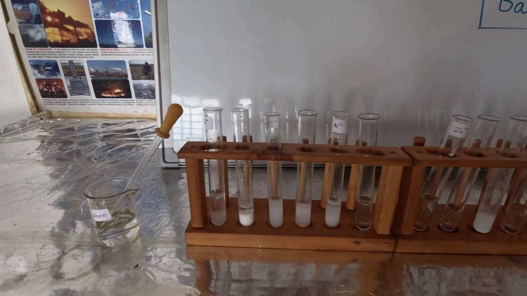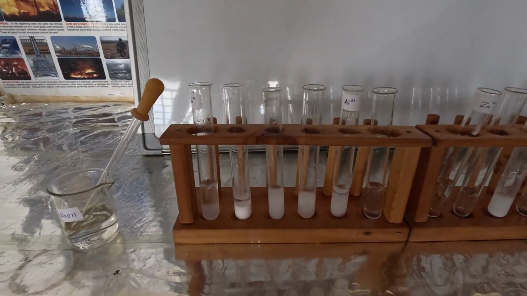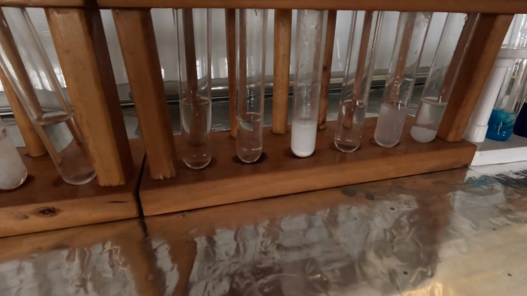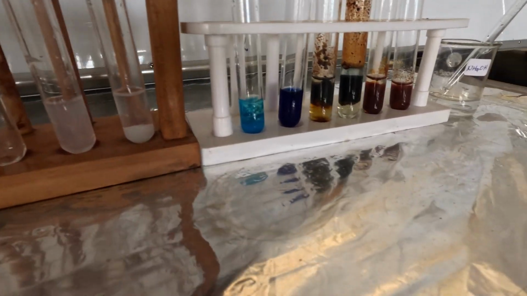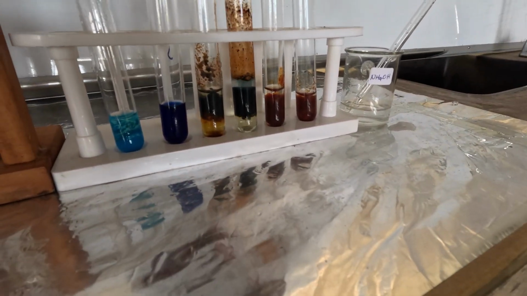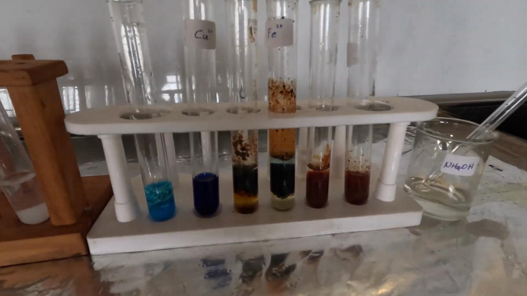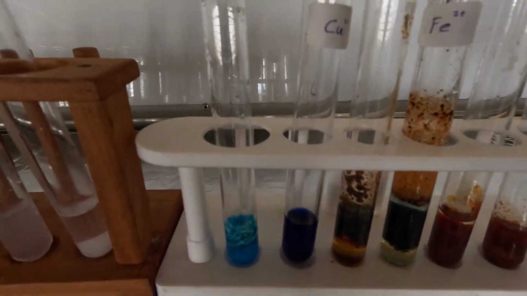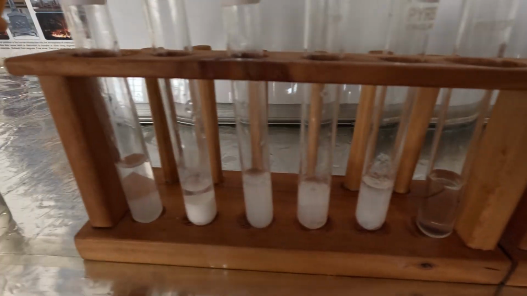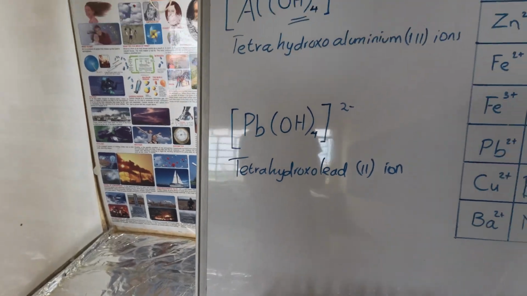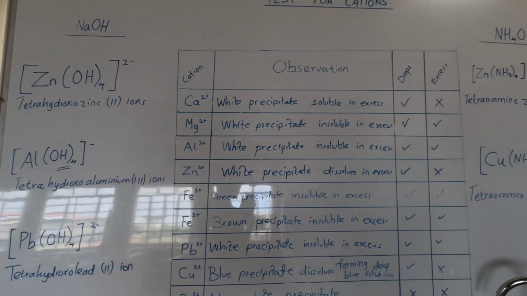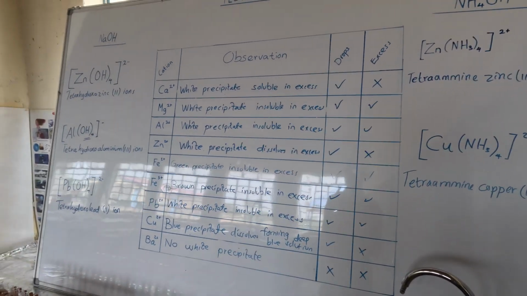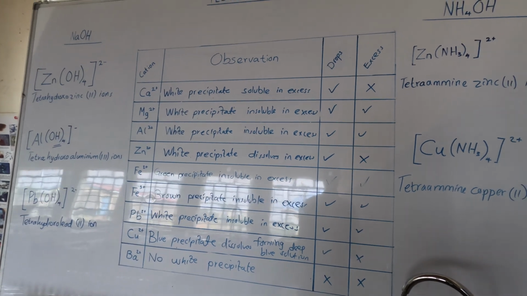Now finally, just look at the color changes that have happened here. The labeled ones, we added ammonia solution. The ones that are not labeled, we added sodium hydroxide. You can see the differences. They are evident there. And this is how we test for cations in the laboratory. Thank you so much. Again, I'm going to take you through these notes using ammonium hydroxide. There they are.